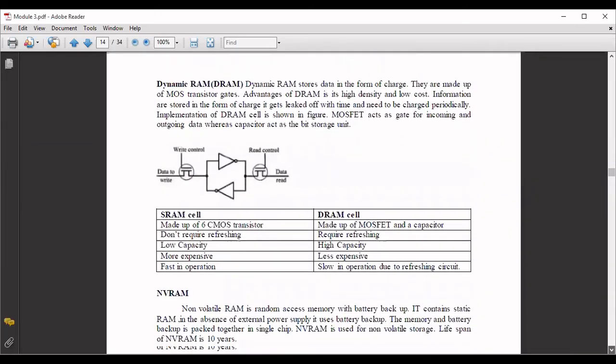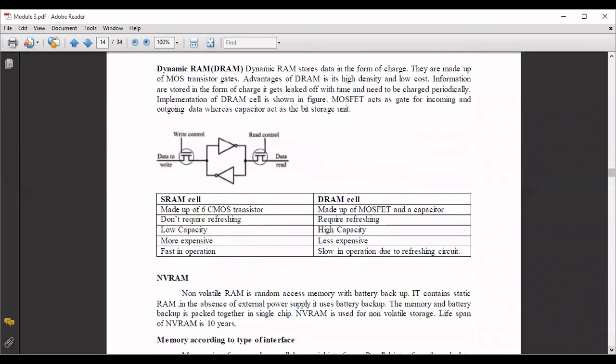When it comes to the differences, SRAM is made up of 6 CMOS transistors. DRAM is made up of a MOSFET and a capacitor. SRAM doesn't require refreshing, but DRAM requires refreshing, because the charges are going to get leaked, and for that reason DRAM cells need periodic refreshing.